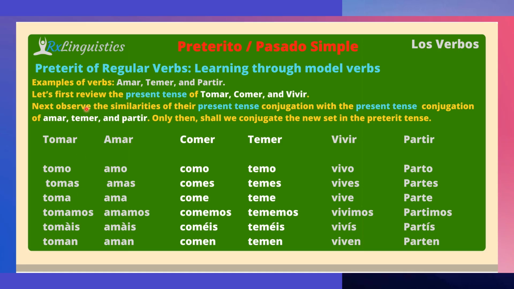So we have some examples here. Okay, this is the present tense, but we're going to study the simple past or preterit. For regular verbs, let's compare these verbs because they are the same and one could be used as a model for the other. Tomar and Amar are both first conjugation verbs. They are both regular verbs.